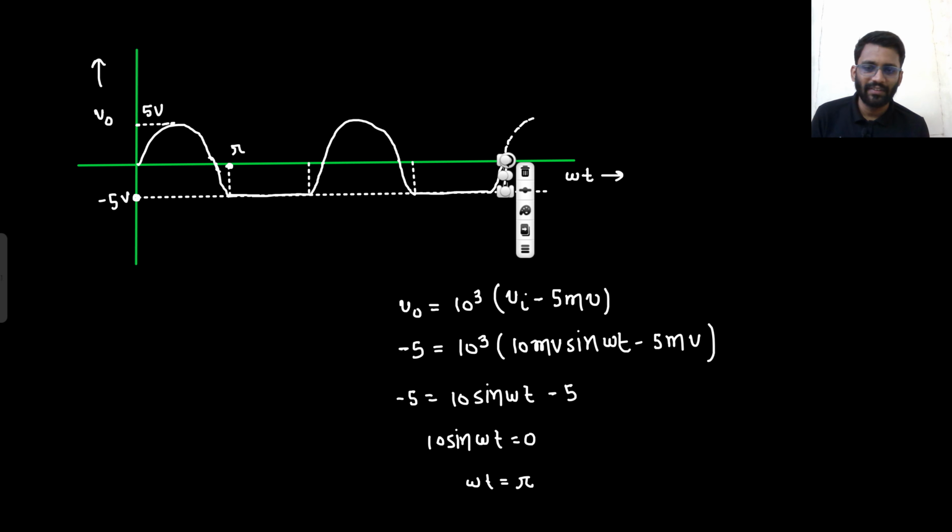What will these points be? They will certainly be apart by pi only. This will be 2 pi. This will be 3 pi. All the points are apart by pi only.